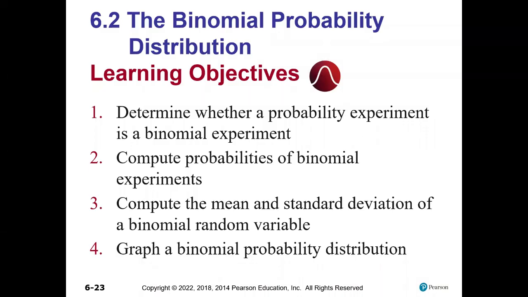All right, so the second half of chapter 6 here is continuing on with these probability distributions, but we're going to talk about what's called a binomial probability distribution. So we will decide, do we have a binomial experiment? We will compute probabilities from that binomial experiment, find the mean and standard deviation from a binomial experiment here, as well as graph a binomial probability distribution.